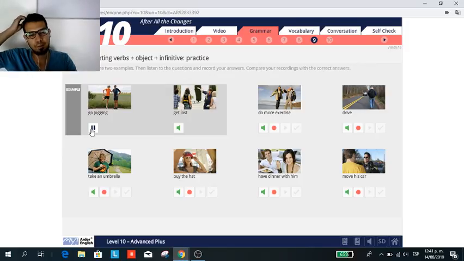What did her boyfriend encourage her to do? Her boyfriend encouraged her to go jogging. What did the tour guide warn them not to do? The tour guide warned them not to get lost.